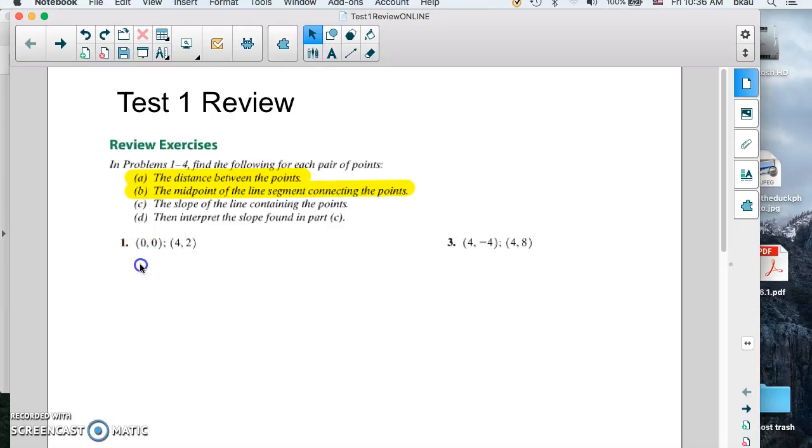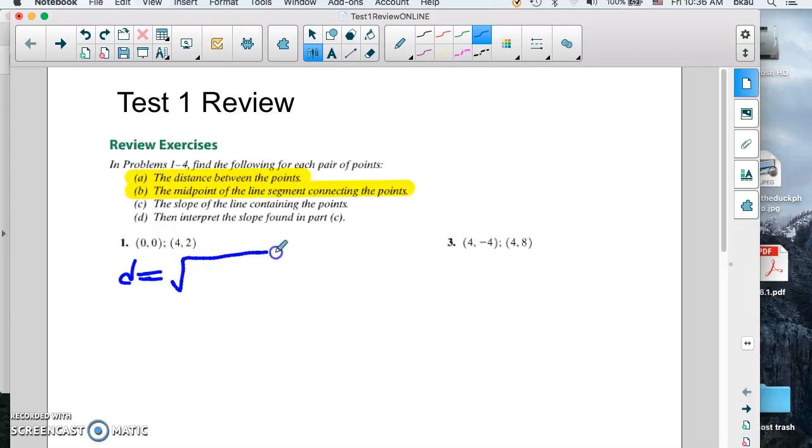You have to remember that the distance formula is, well, let's find us a writing tool here first. Okay, the distance formula is d equals the square root of x2 minus x1 squared plus y2 minus y1 squared.